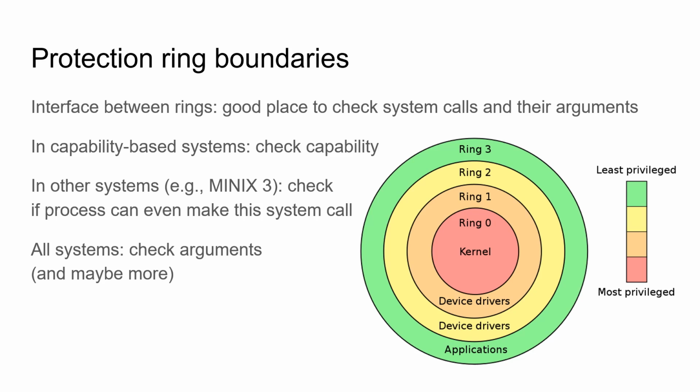So some operating systems, such as the Minix 3 multi-server microkernel operating system, will limit the set of calls that you can make from your unprivileged code, right? So it will try to apply the principle of least authority and not give everybody access to all the calls that can be made.